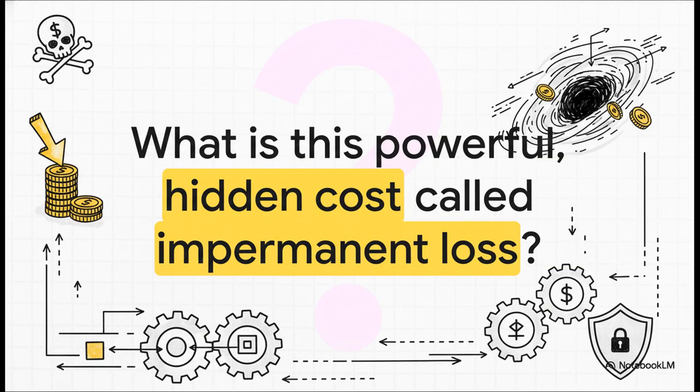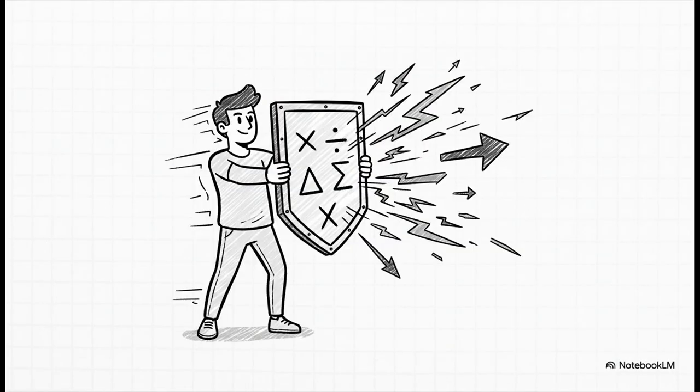So what exactly is this powerful hidden cost called impermanent loss? Honestly, it's the single biggest risk for liquidity providers. It's the silent killer of profits. And understanding it, well, that's the key to protecting your capital. And that's the topic for our next explainer. We're going to break it all down.